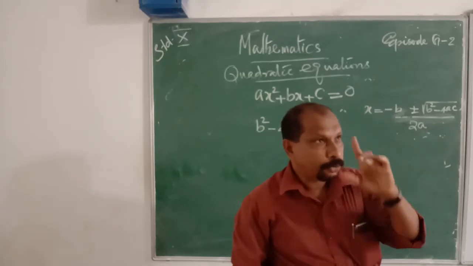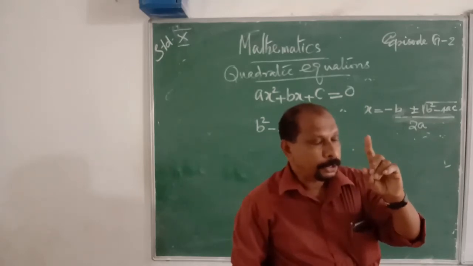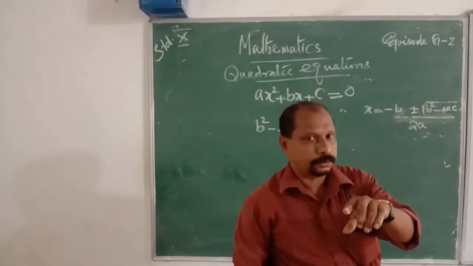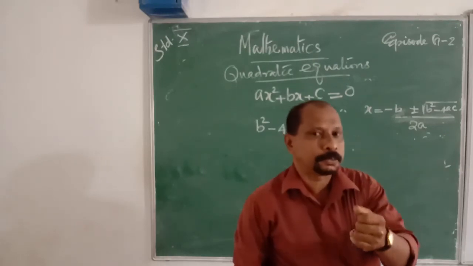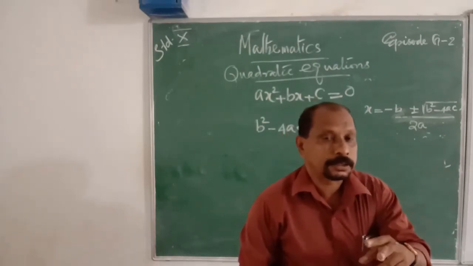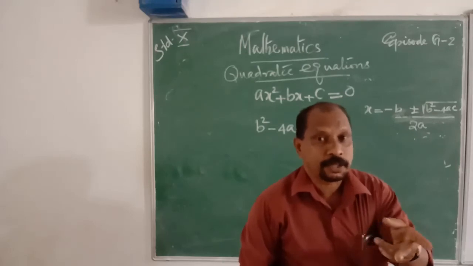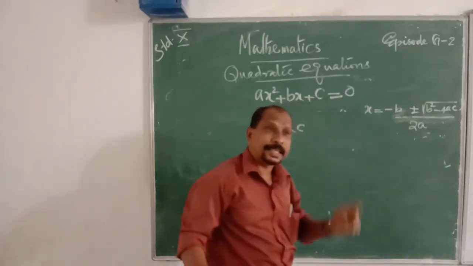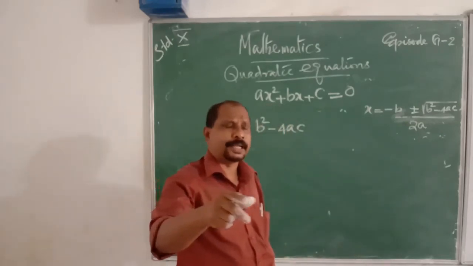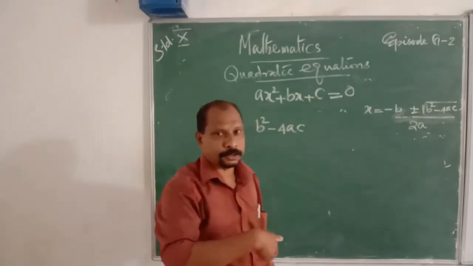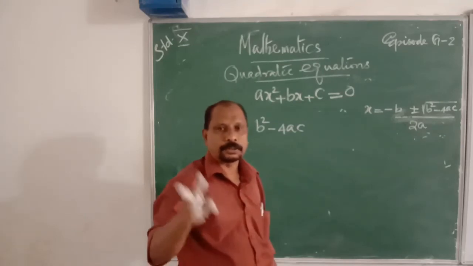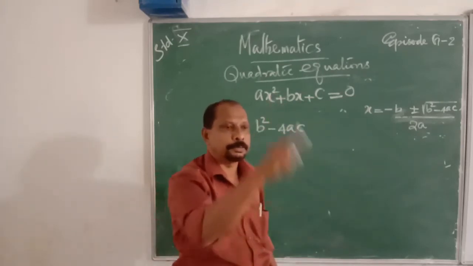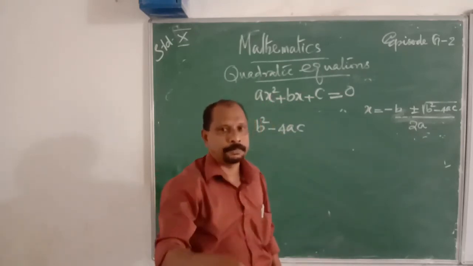roots. For the first example, b square minus 4ac is equal to 1. That means it is greater than 0. Therefore, there are two real different values for the solution. For the second example, b square minus 4ac is equal to 36 minus 36, that is 0. Values are 6 by 2, that is 3 and 3. They are same and real.